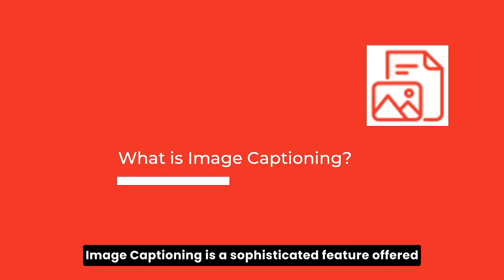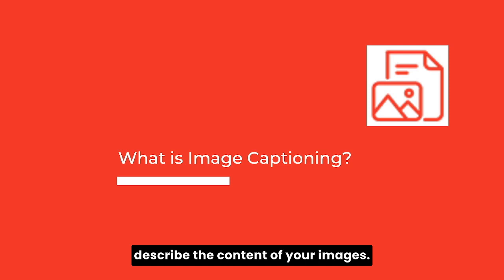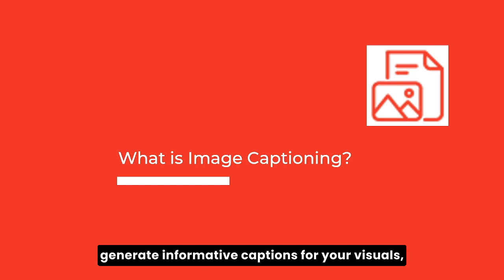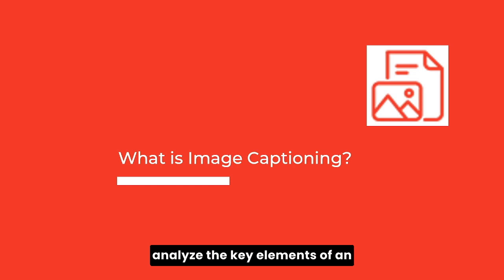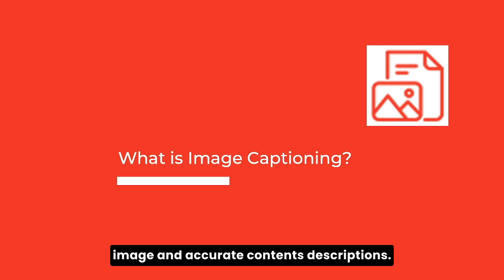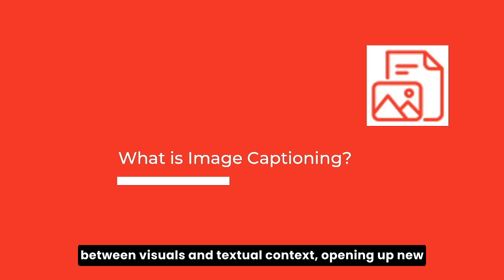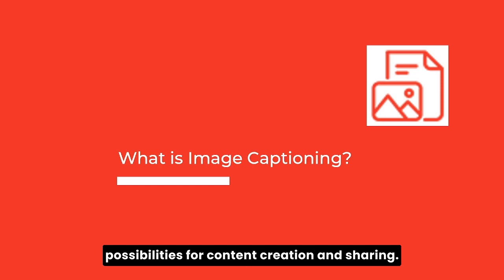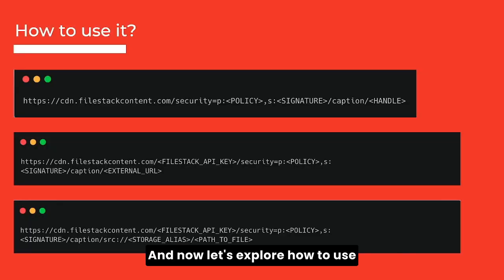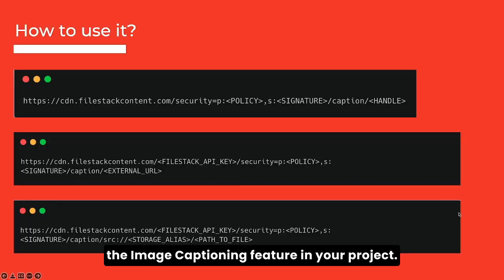Image Captioning is a sophisticated feature offered by Filestack that employs advanced algorithms to describe the content of your images. Imagine having the ability to automatically generate informative captions for your visuals, making them more inclusive and informative. This feature leverages attention networks to analyze the key elements of an image and generate accurate, concise descriptions. With image captioning, you can bridge the gap between visuals and textual context, opening up new possibilities for content creation and sharing. And now let's explore how to use the image captioning feature in your project.